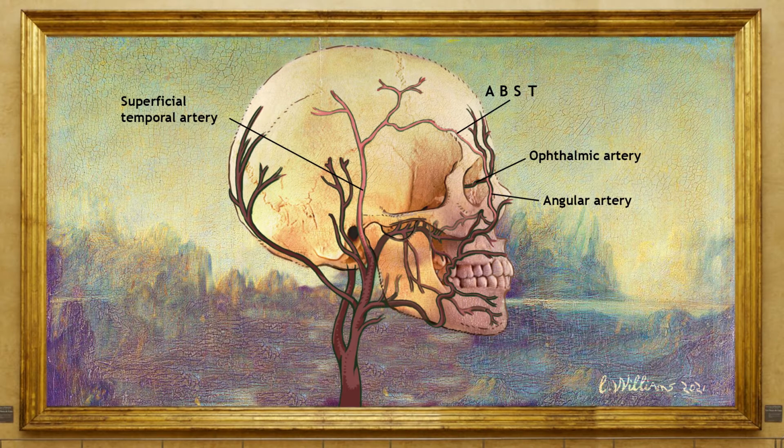So we have here a notable ophthalmic arterial anastomosis between the angular artery, the end of the facial, the ophthalmic artery coming out of the orbit, and the anterior branch of the superficial temporal coming forward across the side of the head.